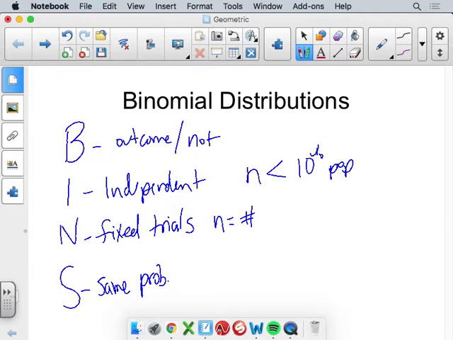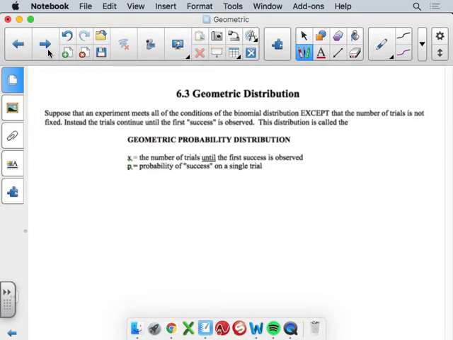Geometric. So at the page here, it says geometric: suppose an experiment has all the conditions of a binomial except that the number of trials is not fixed. So not a fixed number of trials. So geometric, no fixed number of trials, like samples.